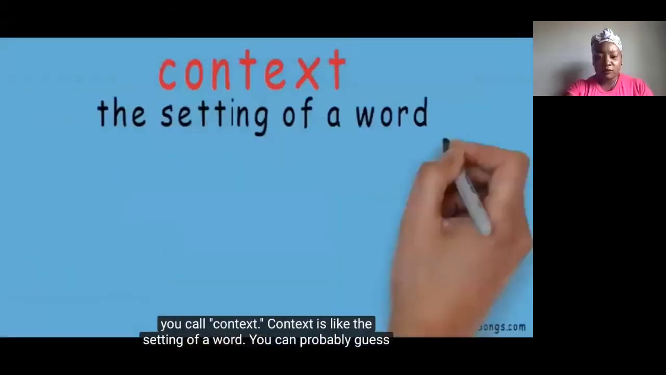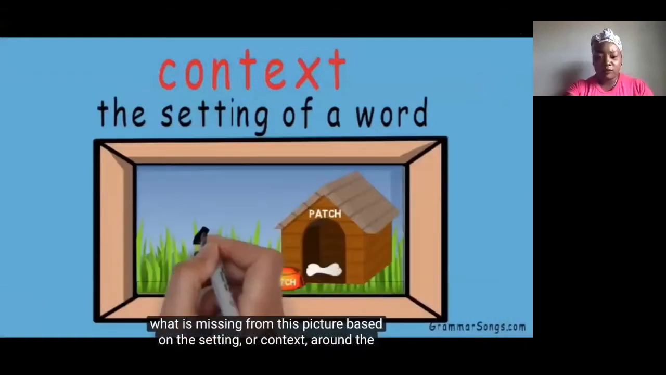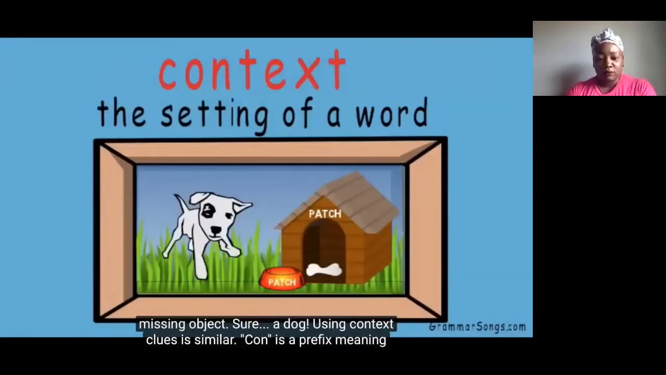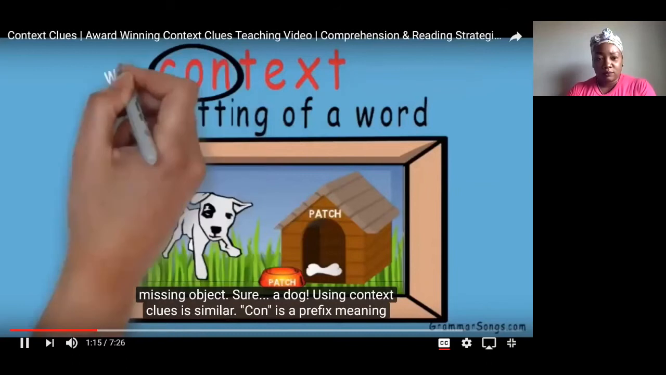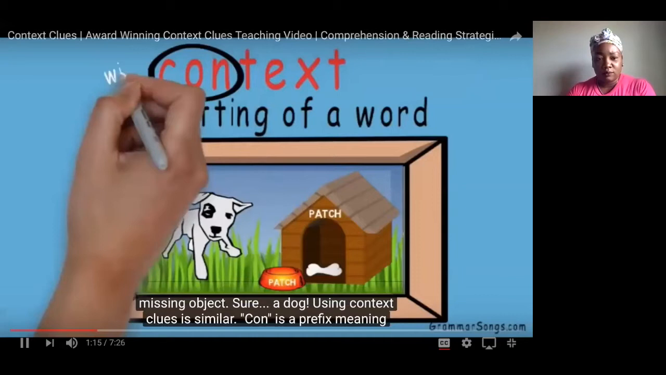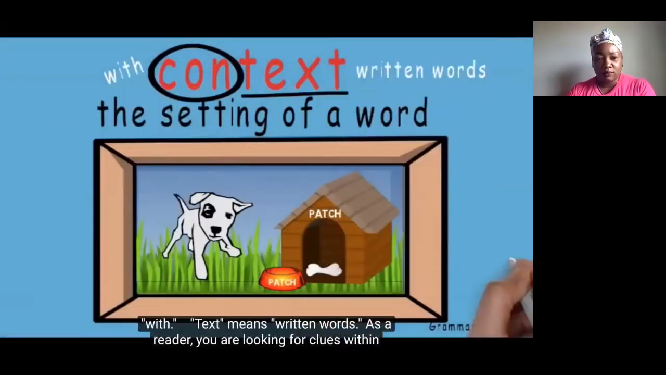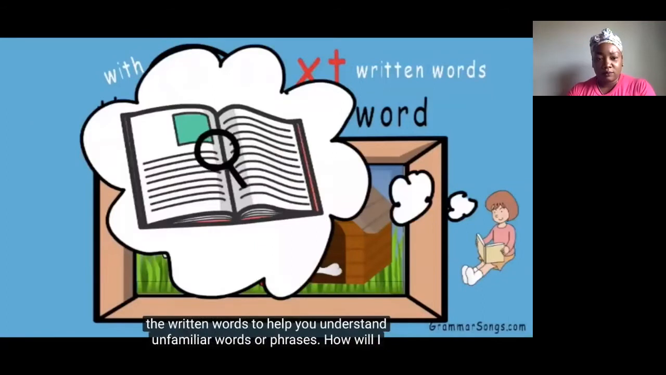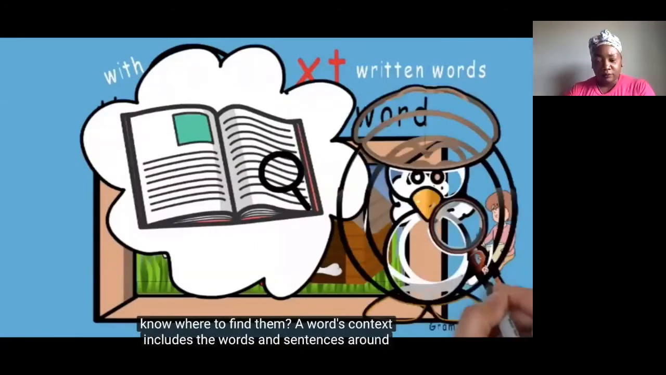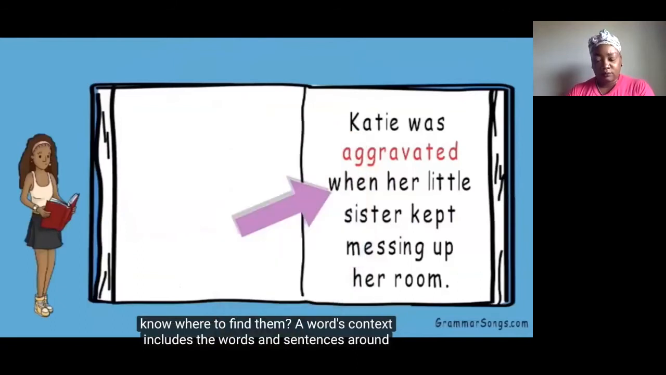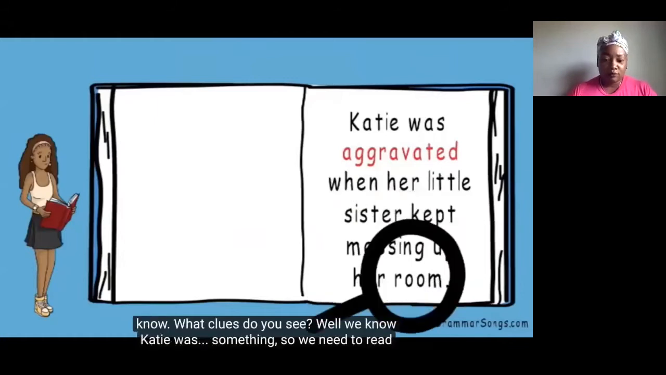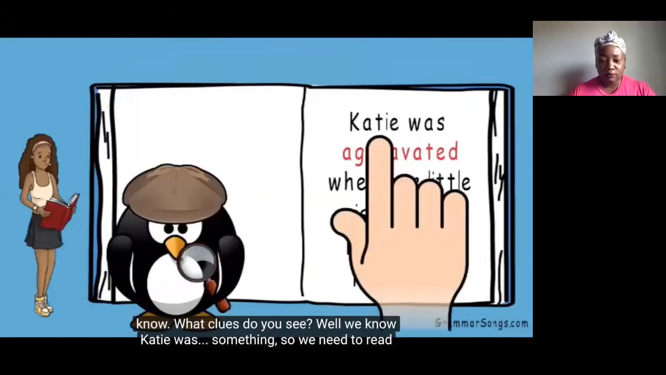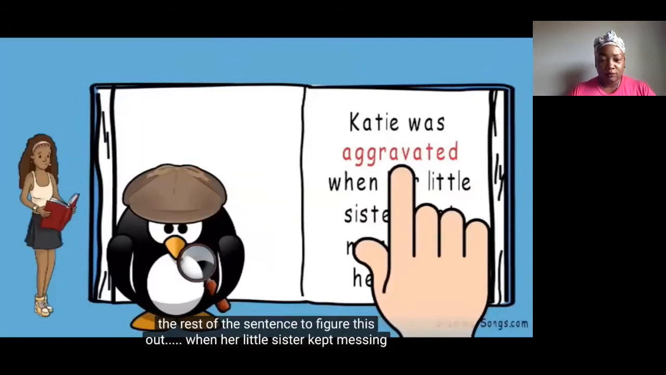I know what clues are, but what is this thing you call context? Context is like the setting of a word. You can probably guess what is missing from this picture based on the setting or context around the missing object. Sure, a dog. Using words. As a reader, you are looking for clues within the written words to help you understand unfamiliar words or phrases. How will I know where to find them? A word's context includes the words and sentences around it. This is where you can find clues to the meanings of a word that you don't know. What clues do you see?